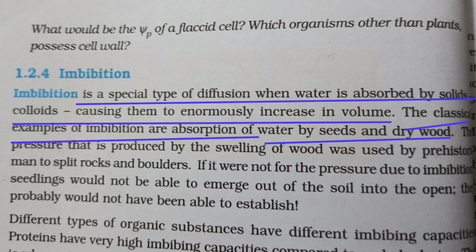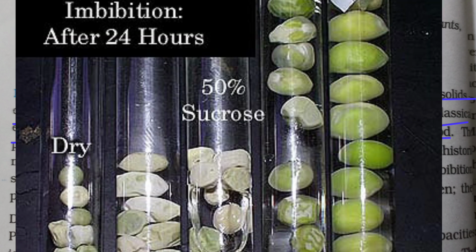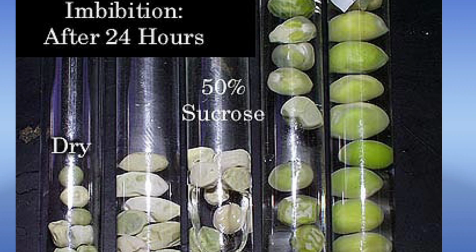Imbibition is a special type of diffusion when water is absorbed by solids, colloids, causing them to enormously increase in volume. Classical examples of imbibition are the absorption of water by seeds and dry wood. Imbibition is also a type of diffusion since water movement is along a concentration gradient. The seeds and other such materials have almost no water, hence they absorb water easily. A water potential gradient between the adsorbent and the liquid imbibant is essential for imbibition.